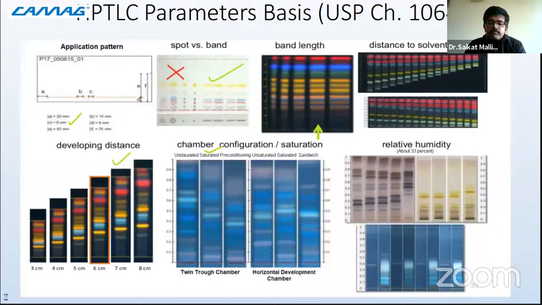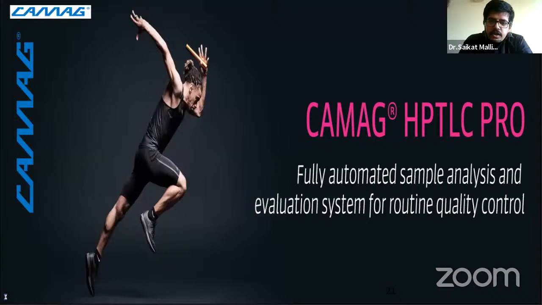Now, when we talk about these parameters of chromatography, here you see the standardized parameters of chromatography. You have the application pattern, the spot, band length, distance to solvent level. Then you have the developing distance, the chamber saturation, the relative humidity. These all are important aspects of this format of chromatography, which is high performance thin layer chromatography. And these have been actually studied and standardized. Based on this, the parameters of USP chapters have been finalized, and that is how you get a reproducible study and also the same kind of analysis quality.